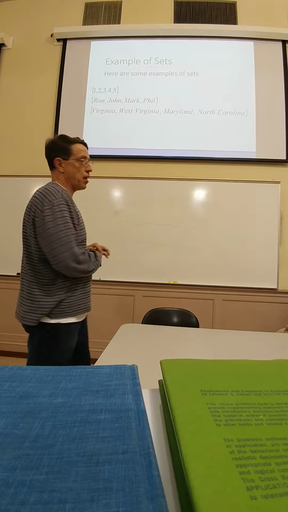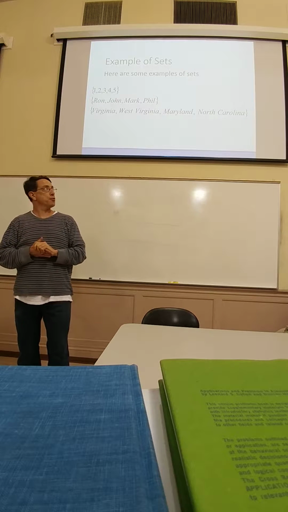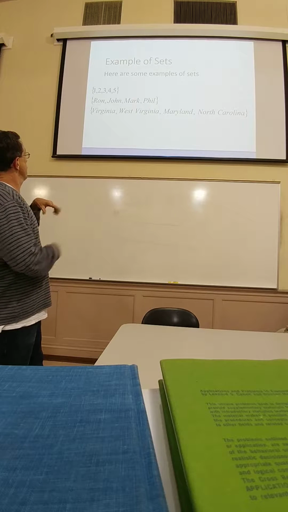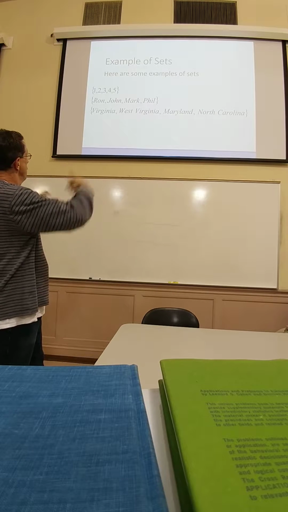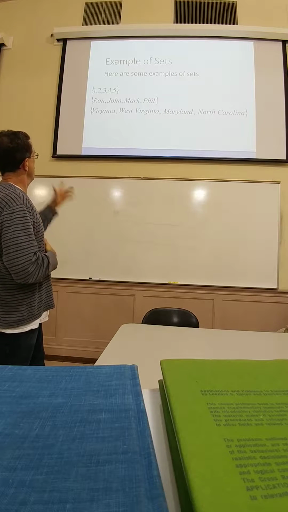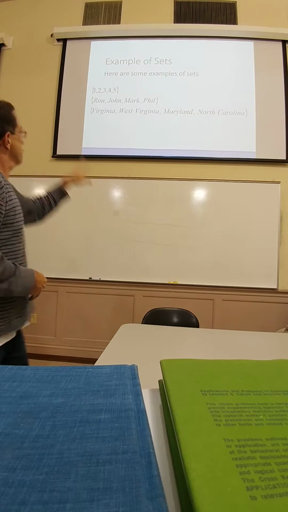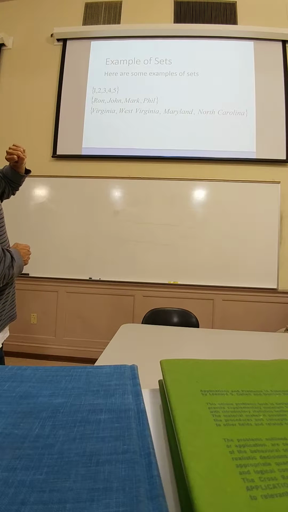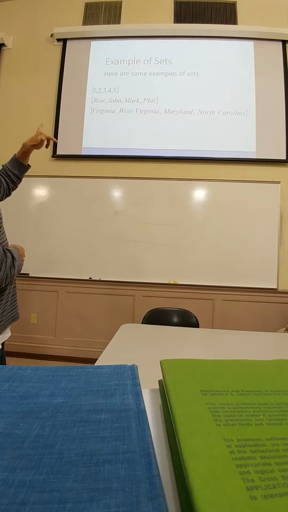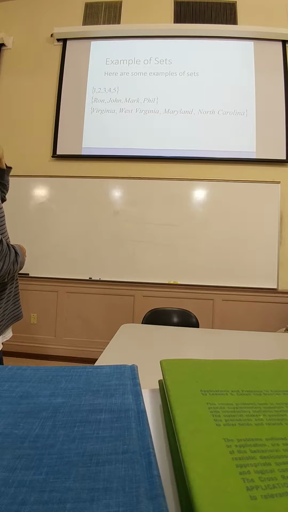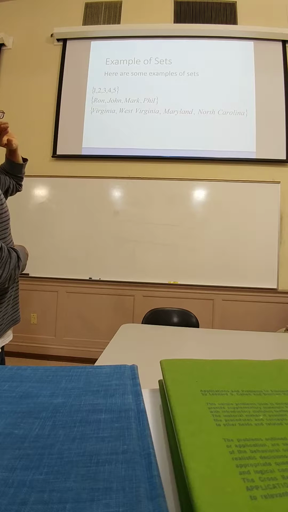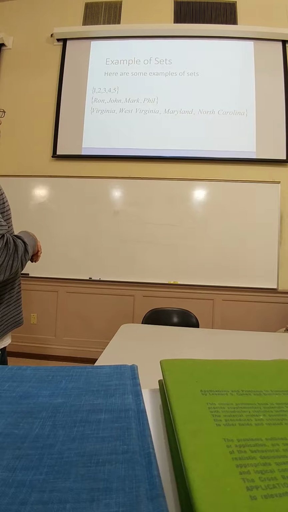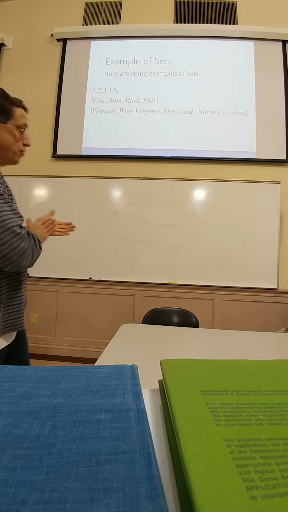Here are some example sets. So if your question is, how do you represent a set? Well, one way to do it is just list the elements in squiggly brackets, separating the elements by commas. So, for example, the first set is essentially the set 1, 2, 3, 5. The next set has 4 elements: Ron, John, Mark, Phil. So it could be people's names. It could be states. The last set is Virginia, West Virginia, Maryland, North Carolina. Those are your sets.